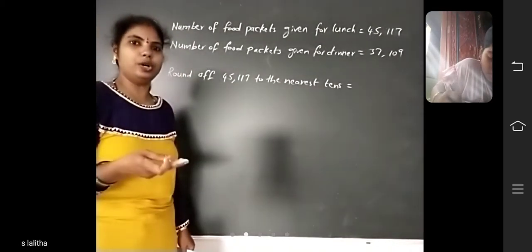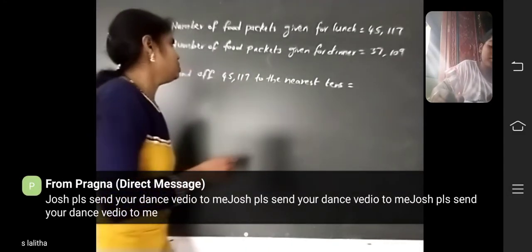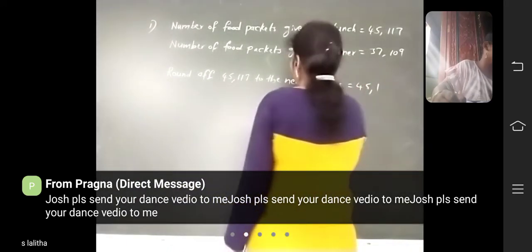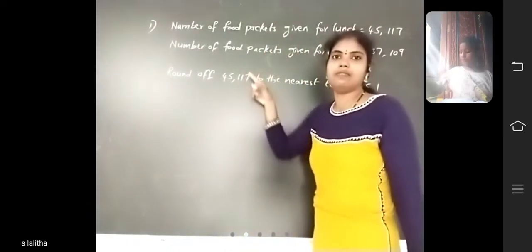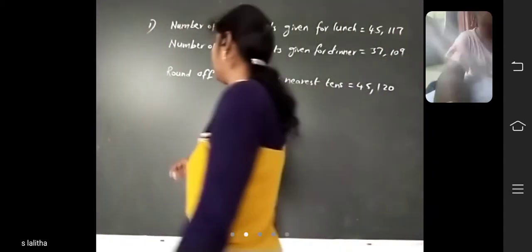So what you should do? Rounding up number. That means you should add 1 to the 10th place. So write the remaining numbers as it is. 45,100. You have to add 1 to here. 1 plus 1, how much? 2. And write units plus 0. Okay. Next.